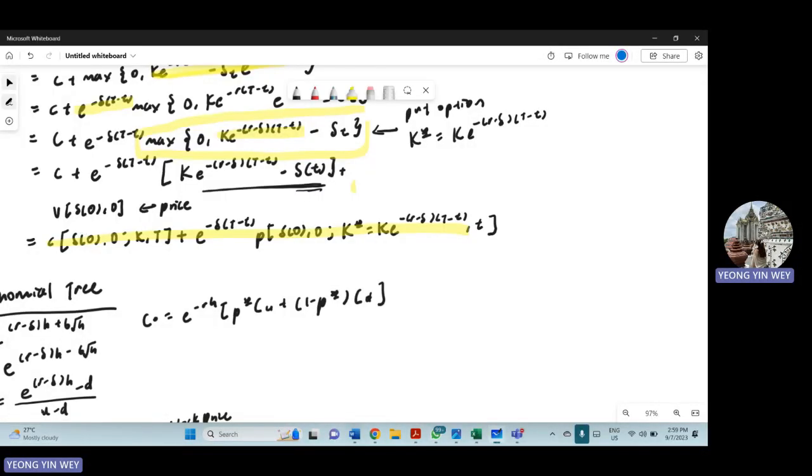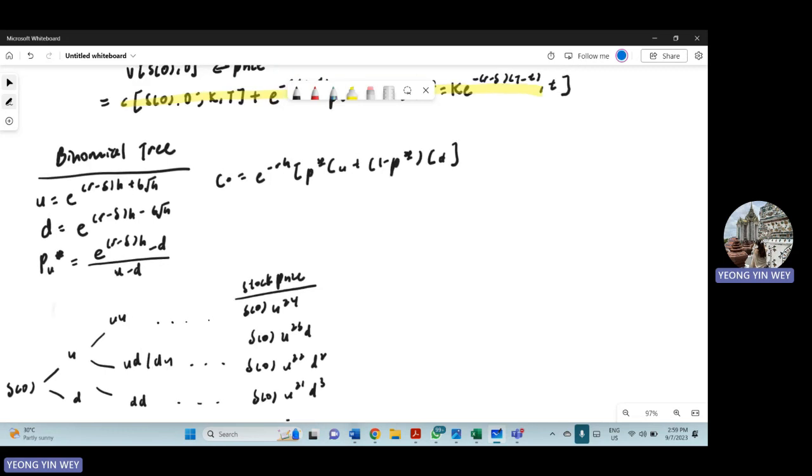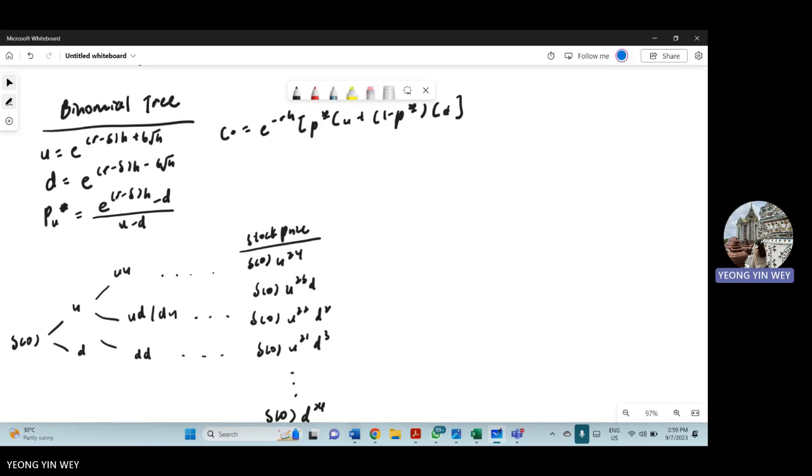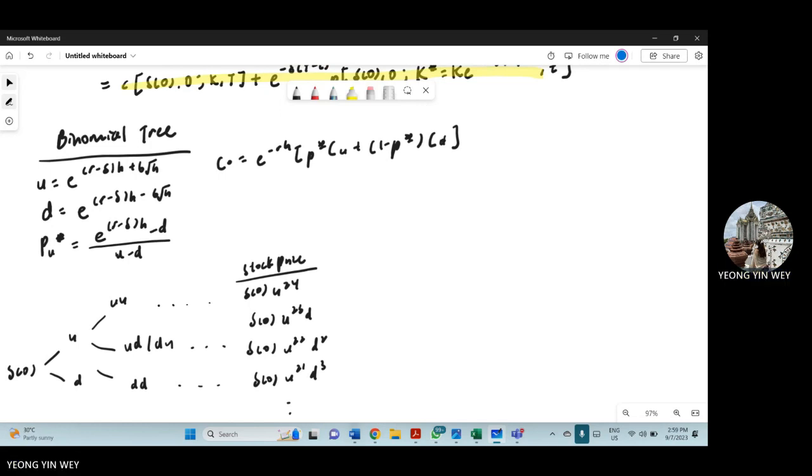Besides this chooser option formula, we are going to use a binomial tree when solving question 6. For the binomial tree, we have a few formulas for u and d. The u is equal to e^((r-delta)h + sigma square root of h), while d is equal to e^((r-delta)h - sigma square root of h). The probability of going up is p equals e^((r-delta)h) minus d over u minus d. And C0, the call option or the put option, is equal to e^(-rh) times (p times Cu plus (1-p) times Cd).